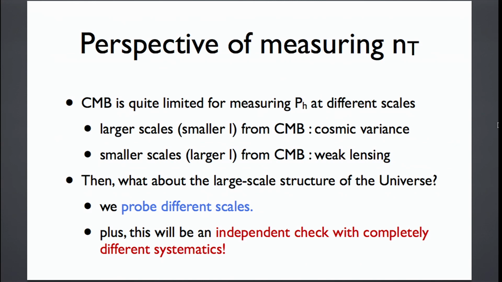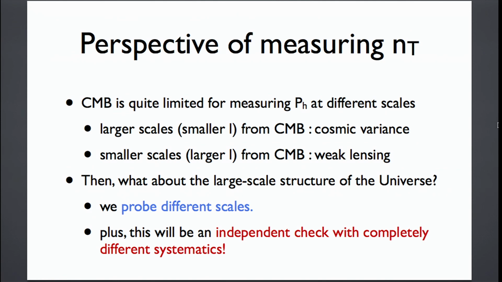So this is a much looser requirement than people talk about the slow roll requirement, for example, that requires n_T is very, very, very close to 0. But as long as n_T is greater than this value, I think we can say that inflation really happened in the early time. So the key point here is that to do that, we need to measure this primordial amplitude at two different scales, right? What's the perspective of doing that? In CMB, it's quite limited, although it's very great. On large scale, if you go to small l, we have a cosmic variance. And on small angular scale, if you go to larger l, we have weak lensing.